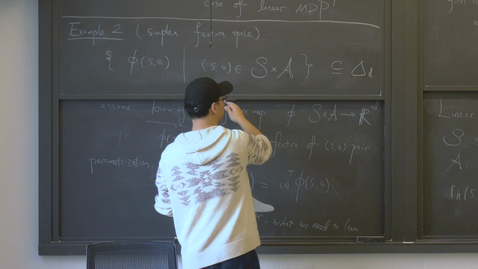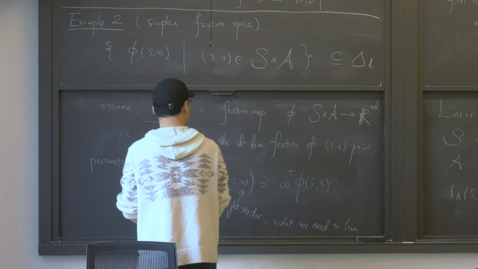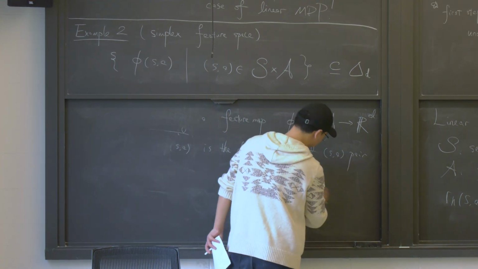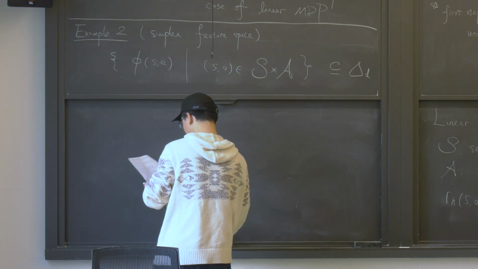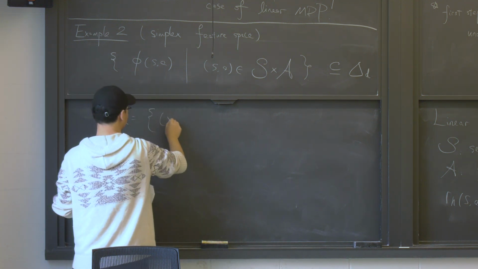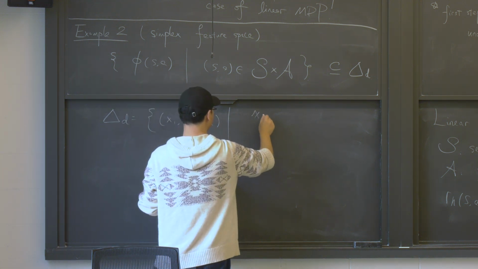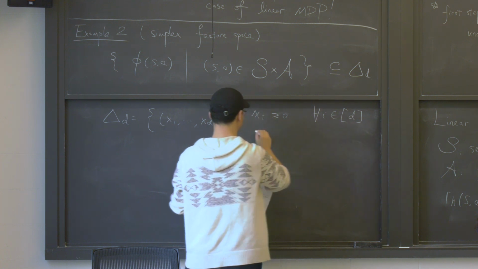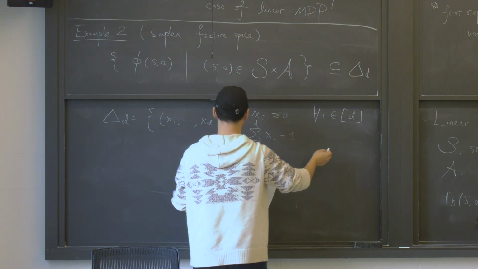By d-dimensional simplex, you probably know it says all the coordinates need to be greater than or equal to 0, and also the summation needs to be equal to 1. So the d-dimensional simplex is the set of d-dimensional vectors x1 to xd, so that xi is greater or equal to 0 for any i in d, and the summation of xi, i from 1 to d, equals 1. This is the d-dimensional simplex.